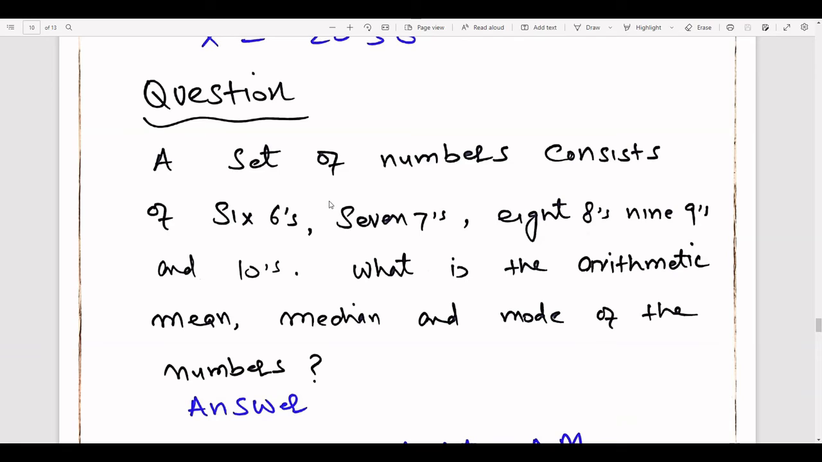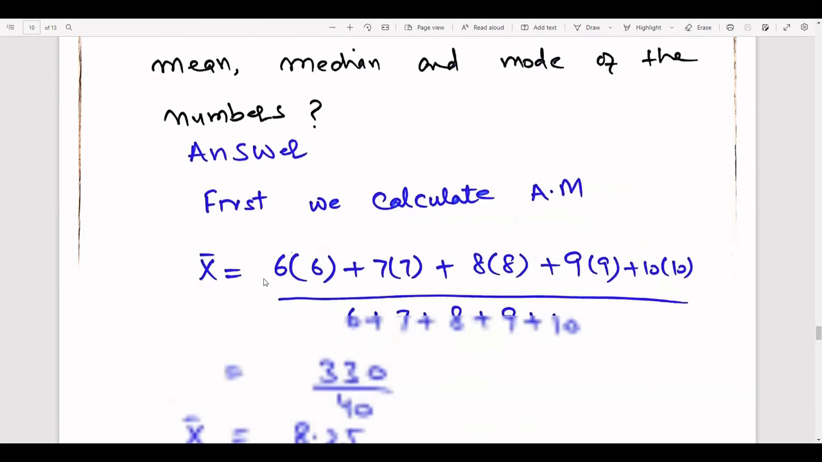A set of numbers consists of 6 sixes, 7 sevens, 8 eights, 9 nines and 10 tens. It means the first group has 6 candidates with the number 6, 7 candidates with the number 7, 8 candidates with the number 8, and similarly 10 candidates with the number 10. We calculate the arithmetic mean, median and mode for the numbers.